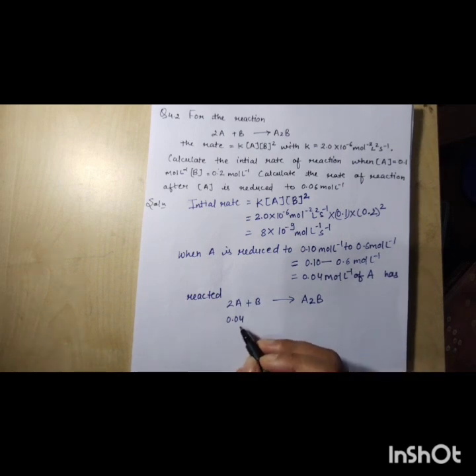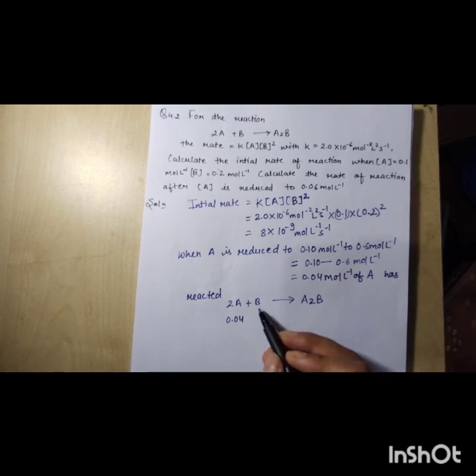So if 2A is equal to 0.04, B will be just half, as given in the reaction, as 2A is double and B is half as you have seen in the reaction. So the moles of B will be 0.04 times 1 by 2, that is 0.02. So that's the mole concept.